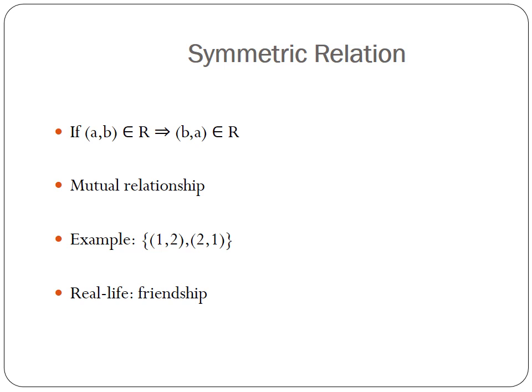Next, symmetric relation. If (a, b) belongs to R, then (b, a) belongs to R. This is a mutual relationship, called symmetric. A to B and B to A is symmetric. For example, (1, 2) and (2, 1) form a symmetric relation. A real life example is friendship.